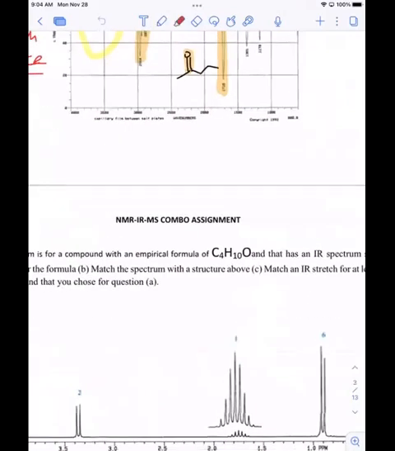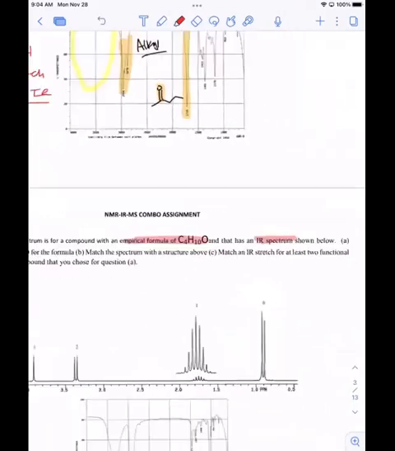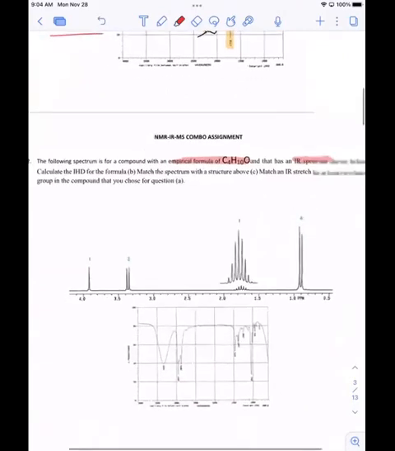It gives us an empirical formula or molecular formula of C4H10O. It has an IR spectrum shown below. And it has 1, 2, 3, 4 signals. Right. So if it has 4 signals, that typically means that there are 4 sets of protons or 4 different types of protons in that molecule.